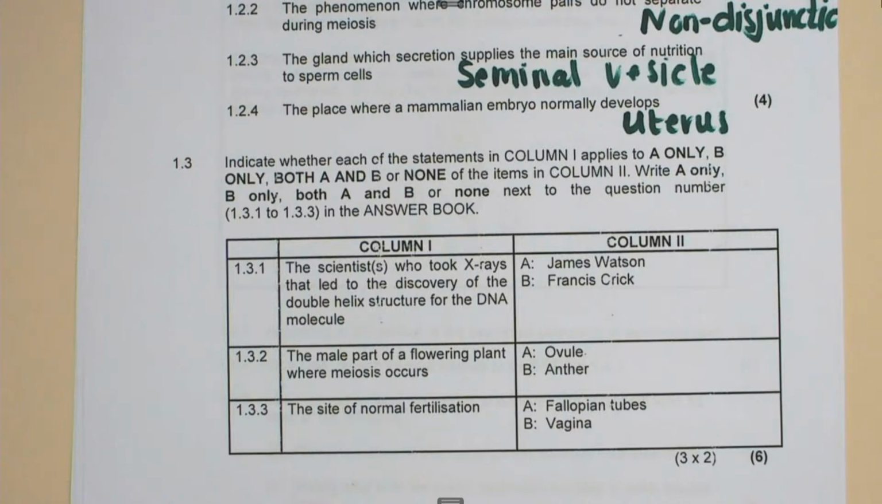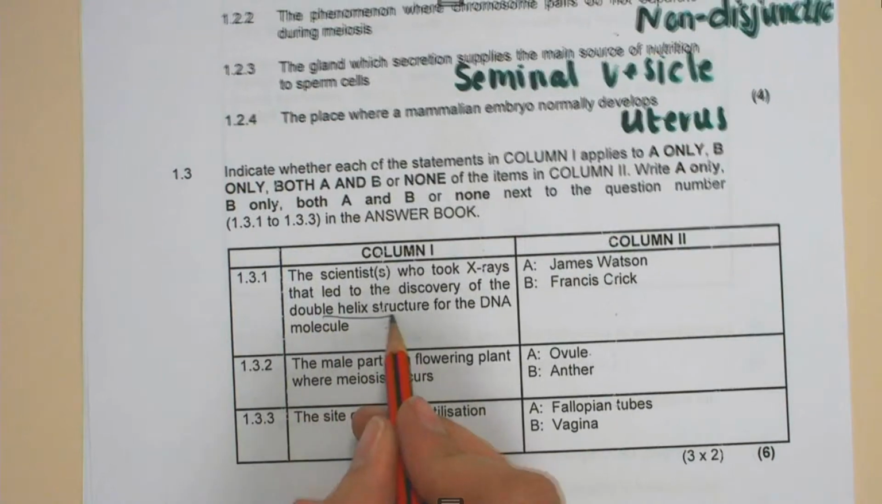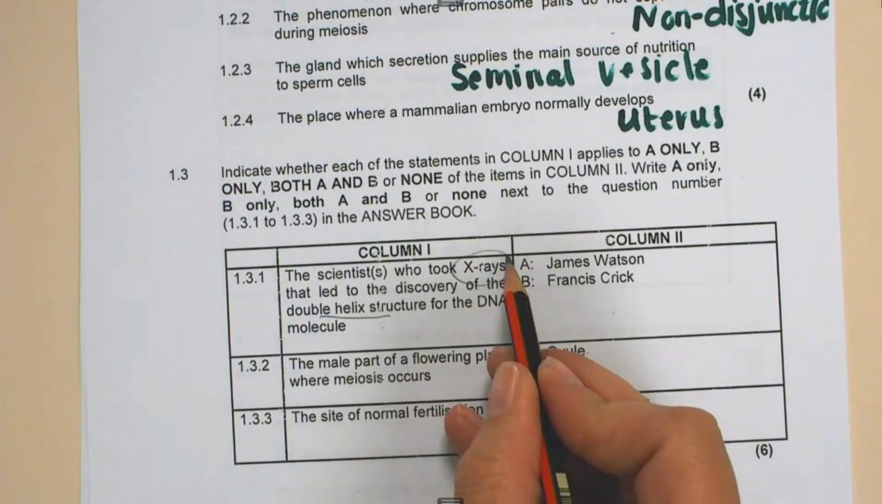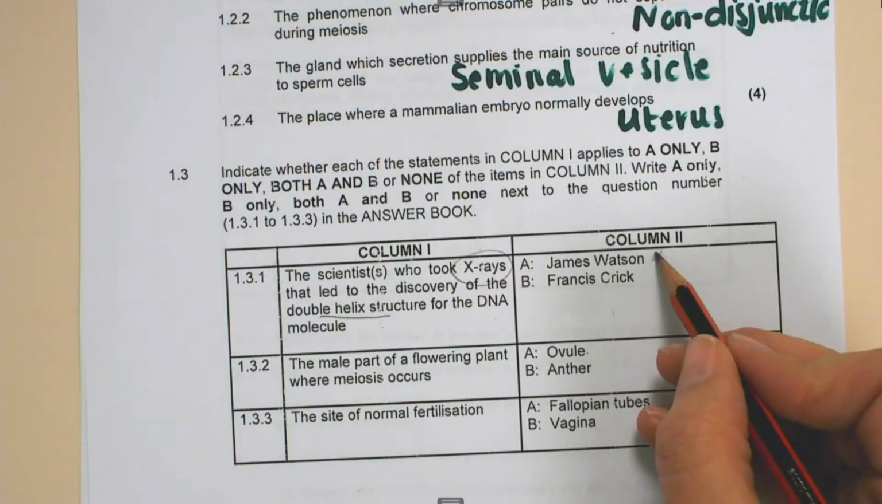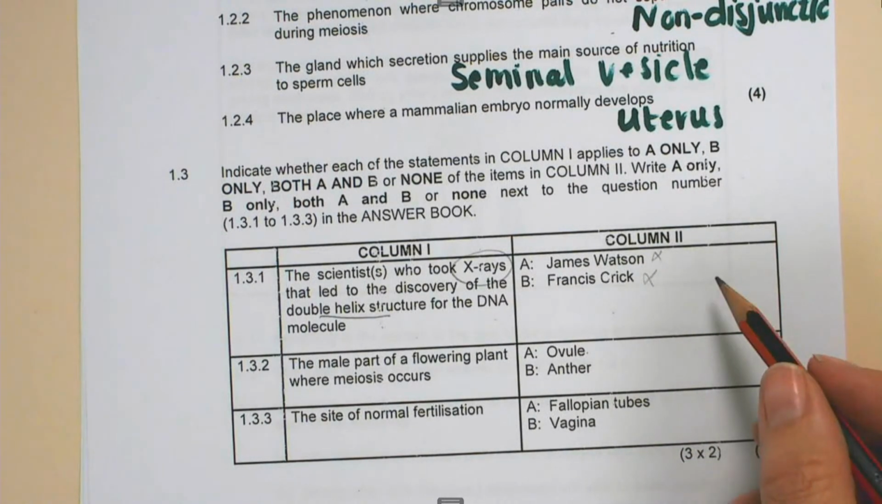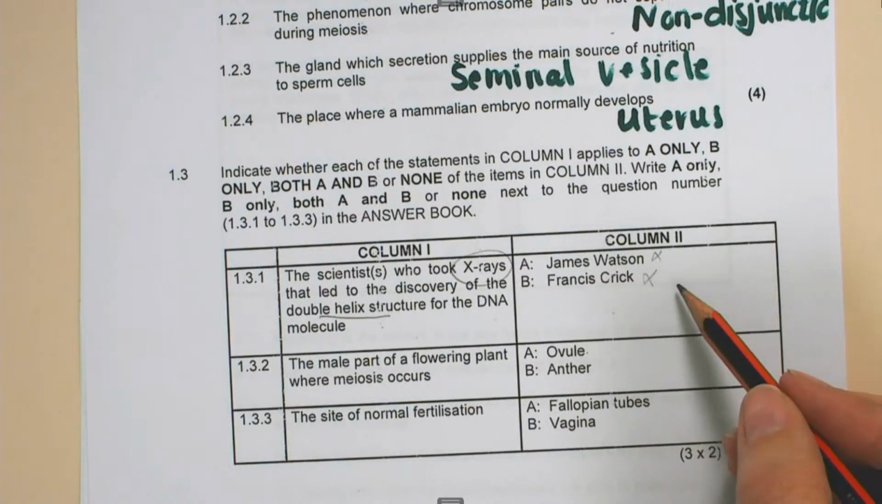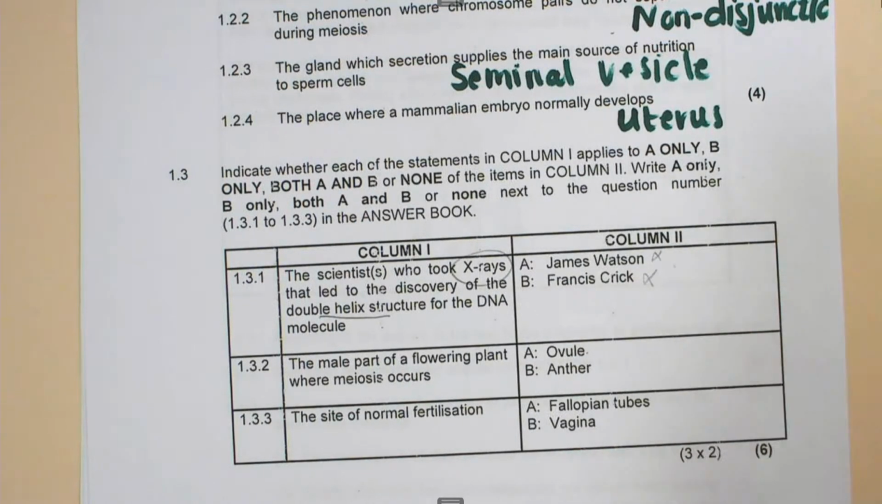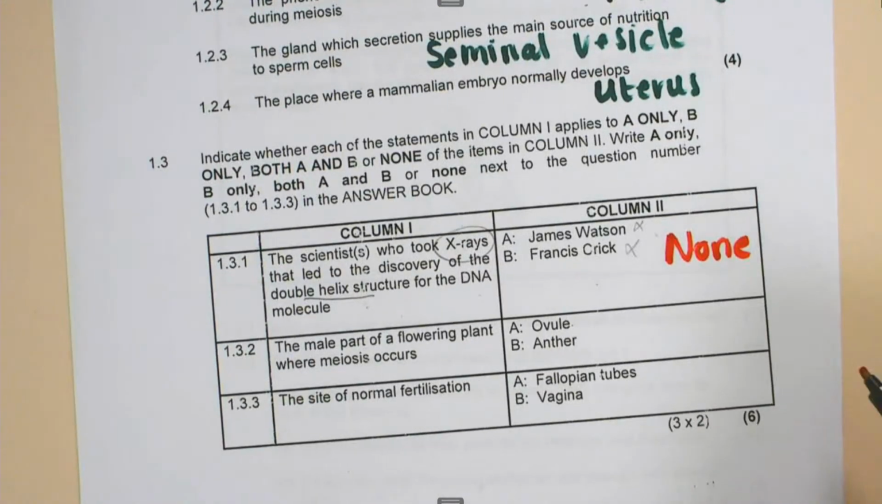So the first one there is the scientist who took X-rays that led to the discovery of the double helix structure of the DNA. The emphasis there is on the X-rays. So neither Watson nor Crick were involved in that. It was Rosalind Franklin, and she is not mentioned here, so the correct answer will be none. None of the above will be correct.